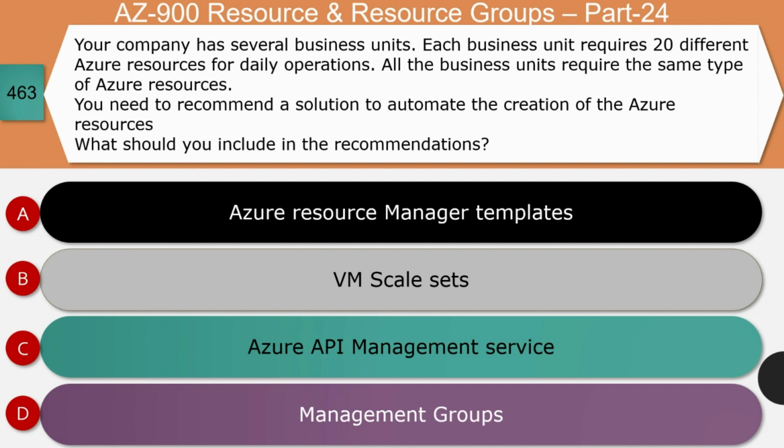Option A, Azure Resource Manager template. Option B, VM scale set. Option C, Azure API management service. Option D, management group. The right answer for this question is option A, that is Azure Resource Manager template, otherwise called as ARM templates. Let's see the reason why we selected this option.